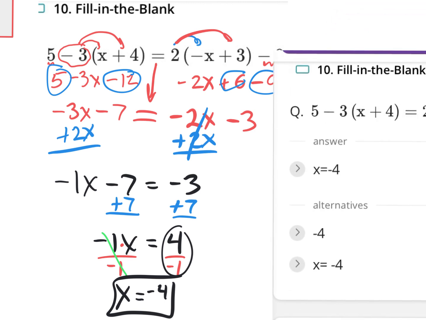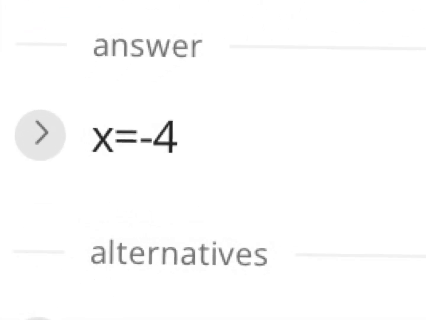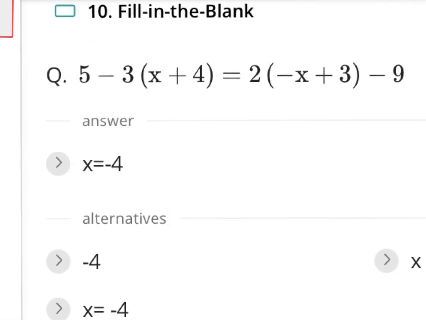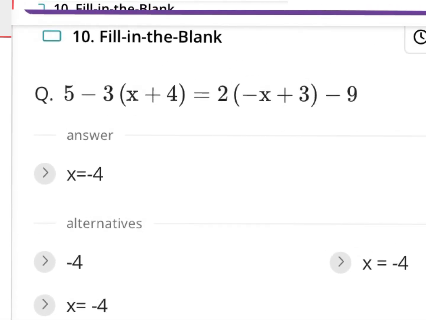And if we look at the actual quizzes, it shows us right there the answer is x equals negative 4. Type it in with no spaces between your terms, and you should get full credit on this question number 10.